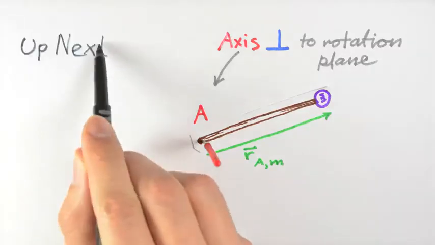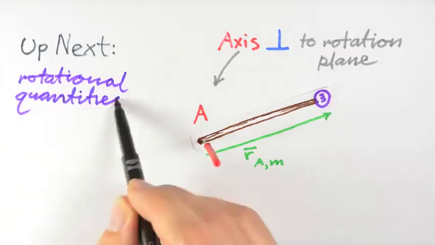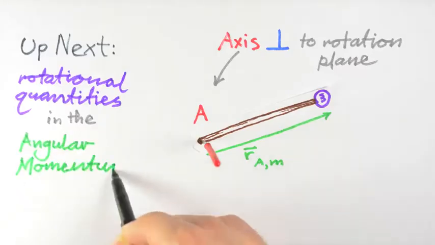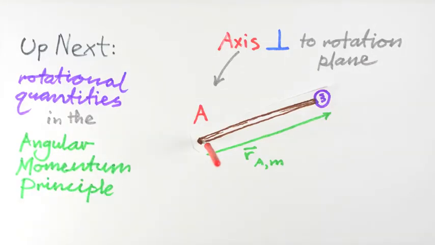We're now ready to introduce rotational quantities found in the angular momentum principle. We'll start doing that in our next lecture.